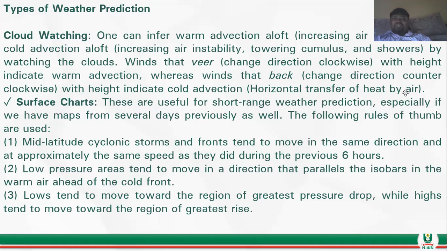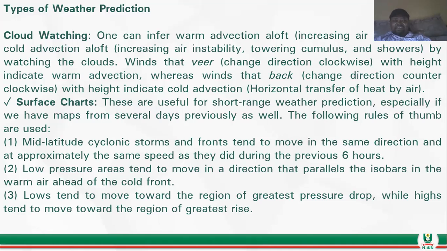Winds that veer, meaning change direction clockwise with height, indicate warm advection, whereas winds that back, change direction counterclockwise with height, indicate cold advection. That is horizontal transfer of heat by air. Okay. Now the next type of weather prediction is surface charts.